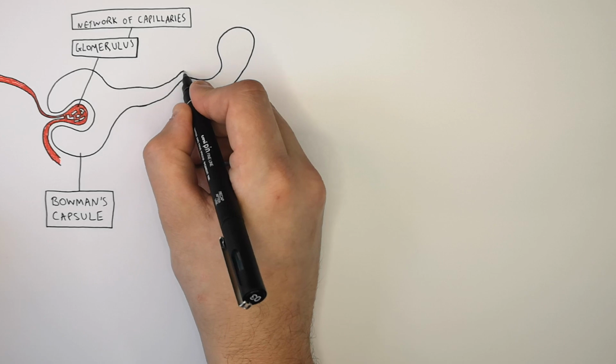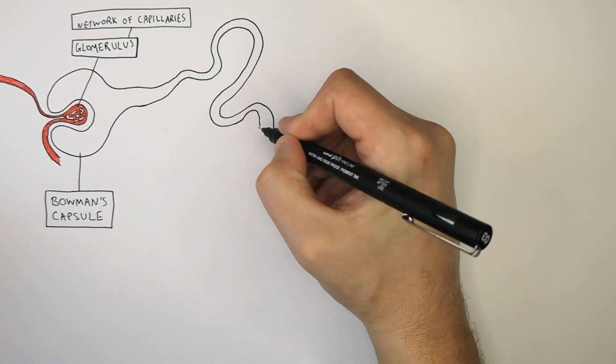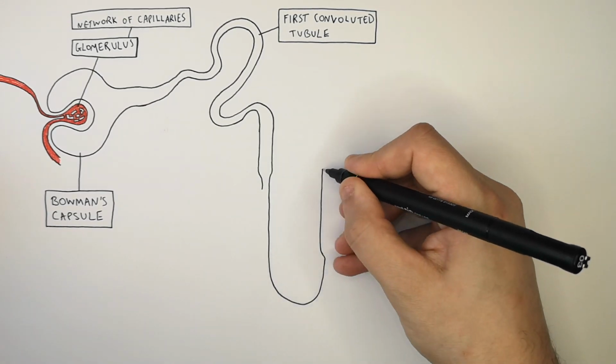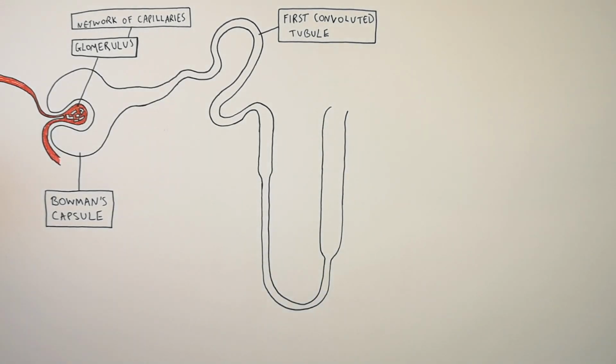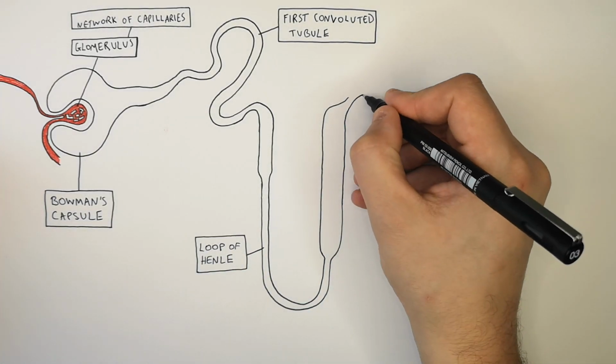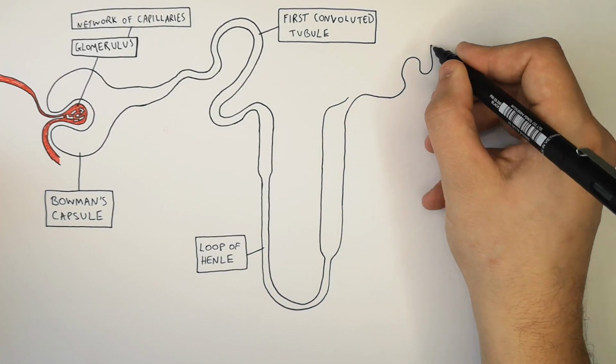The next part of the nephron that we're going to look at is called the first convoluted tubule. So what I'm drawing now is the first convoluted tubule. The first convoluted tubule connects the Bowman's capsule of the nephron to what I'm drawing now, called the loop of Henle. This is the loop of Henle.